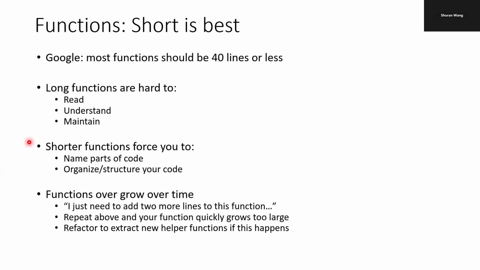Long functions are hard to read, understand, and maintain. And if you are forced to write shorter functions, you will need to name parts of code, organize structured code into multiple helper functions. The functions overgrow over time. If every one of you thinks you just need to add 2 more lines to this function, for 10 times, this is 20 more lines to the function. So when you are writing, if you need anything like copy and pasting, consider refactoring to new helper functions.